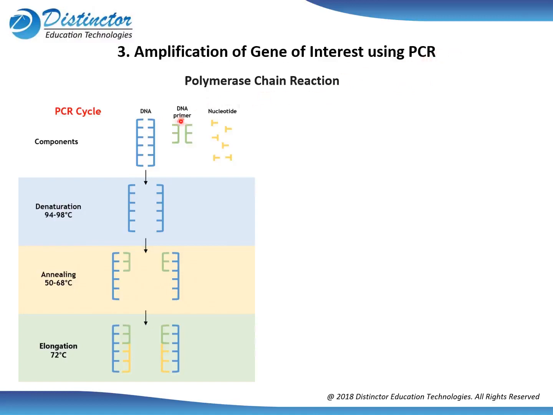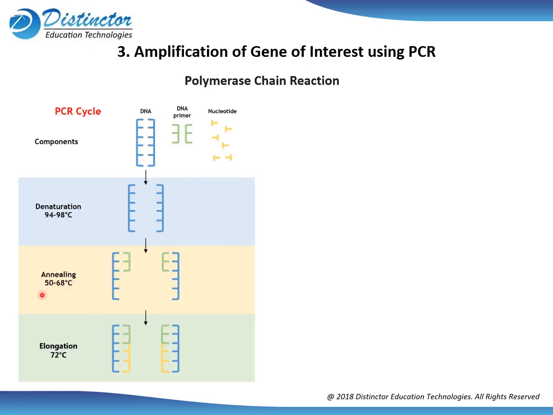That is PCR, polymerase chain reaction. In this polymerase chain reaction, there is a continuous cycle of DNA amplification. In one cycle, there are three different steps. The first one is called denaturation. In this process, the temperature is 94 to 98 degrees Celsius. At this temperature, the double stranded DNA is divided into two single strands. Then the next one is the annealing process.